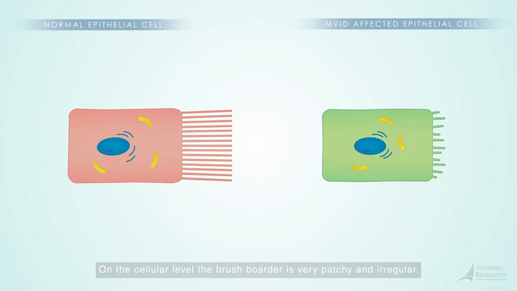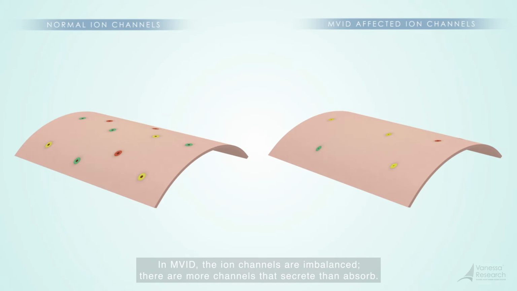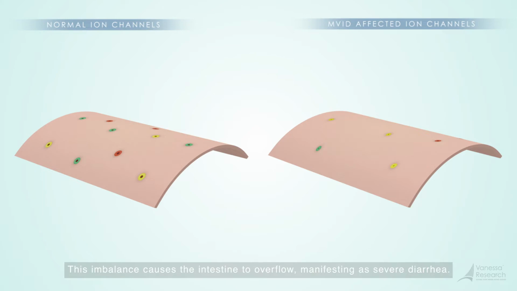On the cellular level, the brush border is very patchy and irregular. This is known as microvillus atrophy. In MVID, the ion channels are imbalanced. There are more channels that secrete than absorb. This imbalance causes the intestine to overflow, manifesting as severe diarrhea.